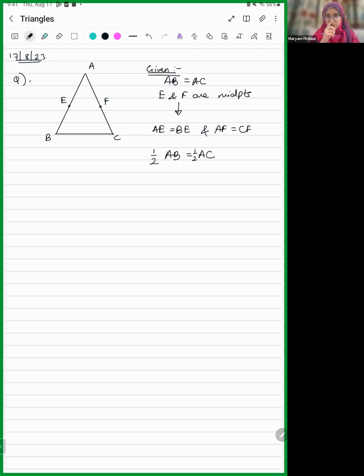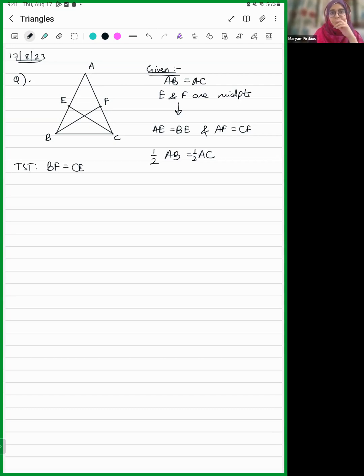Anyway, what we have to show in this question is that BF is equal to CE. Now, what is BF? When you join B and F, that is BF, and when you join C and E, that is CE. Okay, so let's think about this for a minute. Who will tell me how it's done? Take your time, think about it, and tell me how shall we approach this question.